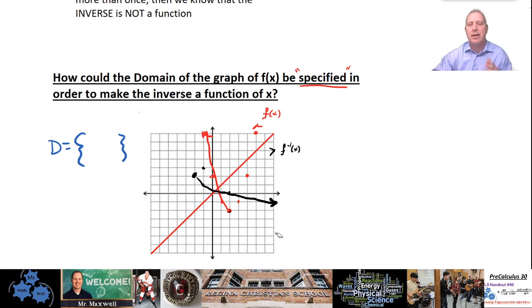So you kind of have to say, okay, let's pick a part of the domain so that it passes the horizontal line test, so its inverse would be a function. So this is one option. There's two options. You could say x has to be less than or equal to 2, and that would work. And then the inverse would be a function.